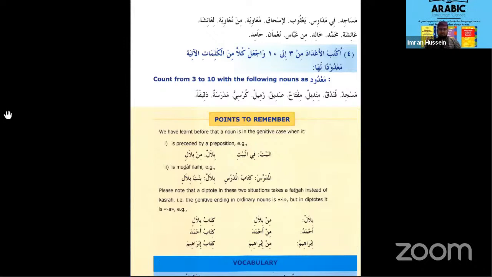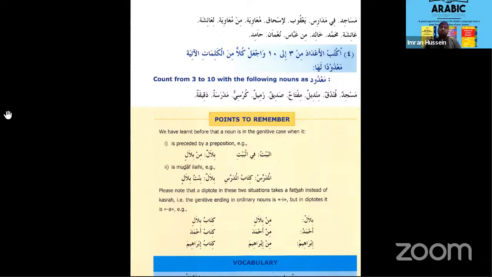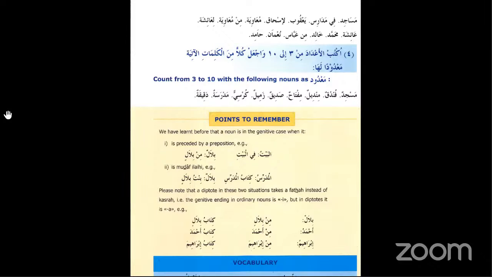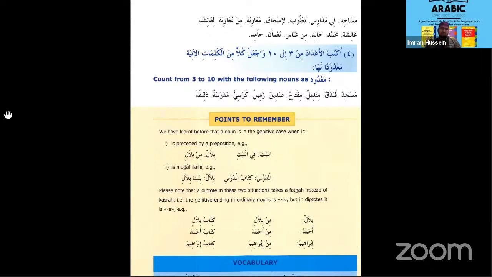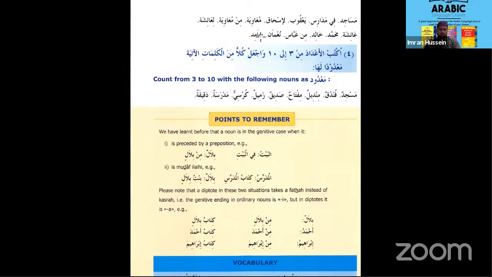And it is Aishatu. Correct. Okay. Muhammadu. Khalidu. Min Abbasa. Correct. Nomanu. Correct. Hamidun. Correct. So all of these are examples. Muhammadun. It should be Muhammadun Khalidun. So Muhammadun, Khalidun, and Hamidun, these are non-diptotes.